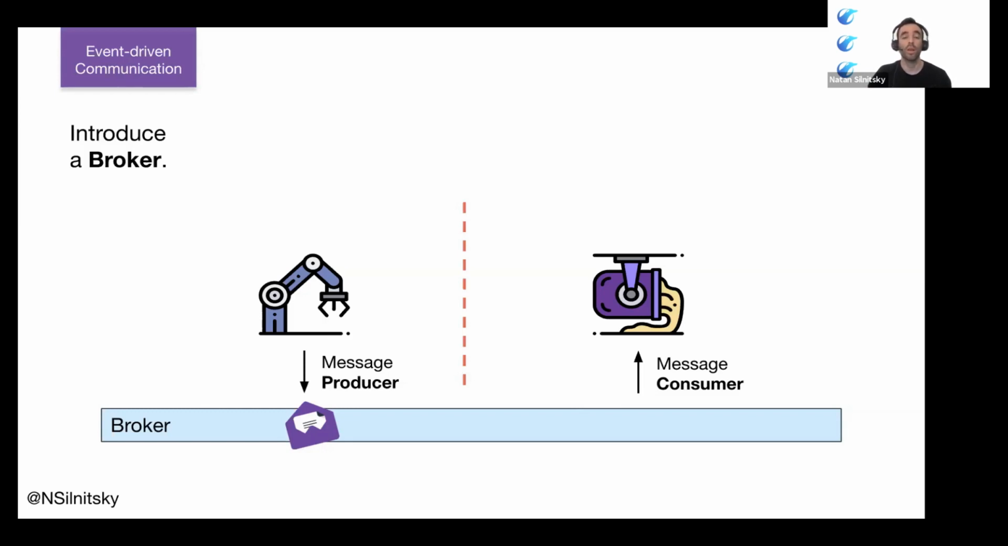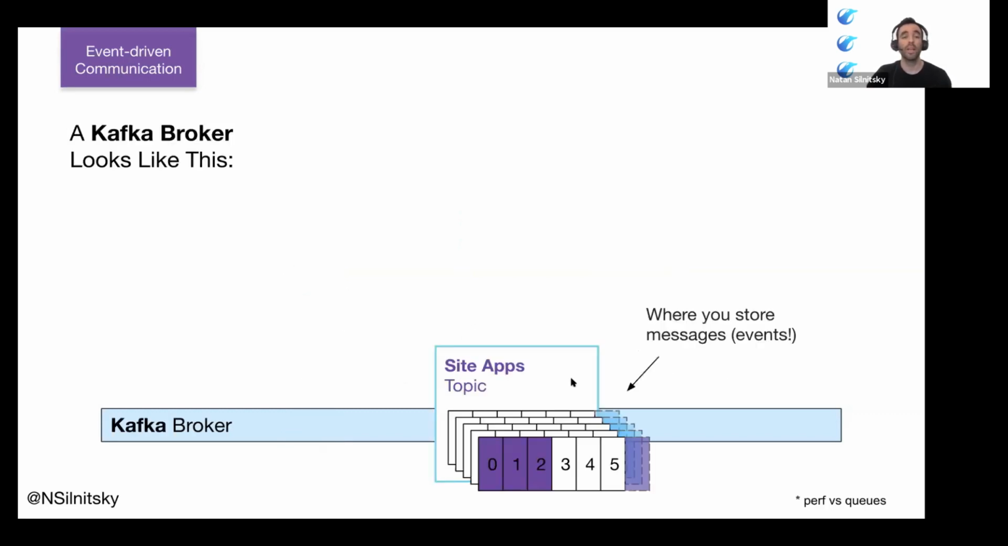All they need to know is how to communicate with the broker and produce the message and consume it. So they are much less dependent on one another. And specifically, if we look at the Kafka broker, then messages are produced to some specific topic, in this case, Sidecar apps. And this topic is divided into partitions.